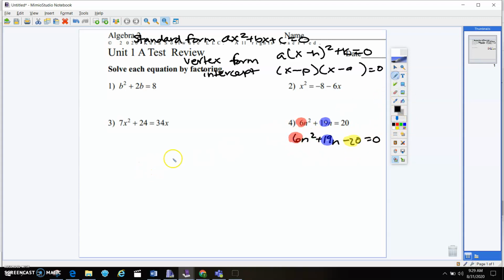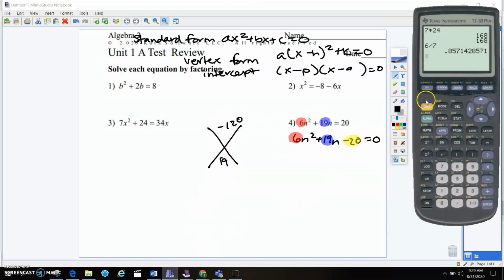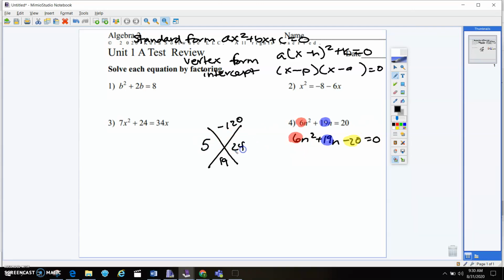This looks good. So then you've got the big X, and A times C is going to give you negative 120, and B is going to give me 19. I'm going to my calculator and say 120 divided by X. And I hit second graph. I'm going to look at my factors, and then I'm trying to find something that if I add together, I'm going to get 19. What about 5 and 24? 5, 24. One of these has to be negative, so it's going to be that negative 5, right?